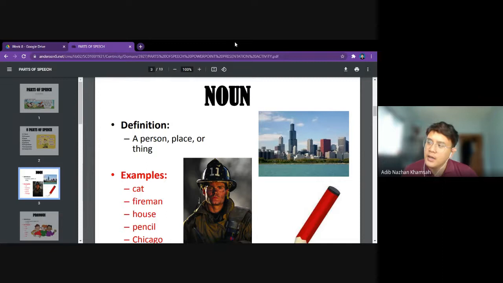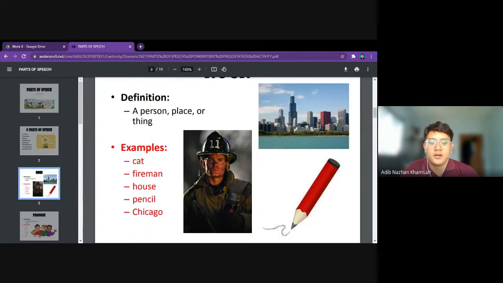For example, nama bandar, nama orang, okay, even your name, my name. We refer to our names as proper nouns. Macam mana kita nak bezakan, how we want to differentiate proper and common nouns is by the spelling of the first alphabet of the word. Okay, Chicago, C must be capitalized. This one is a proper noun, and the rest of these examples, kucing, cat, ahli bomba, fireman, rumah, house, pencil, those are common nouns.